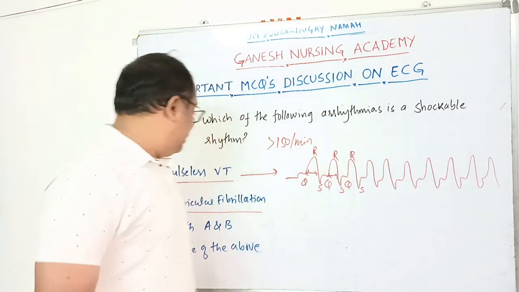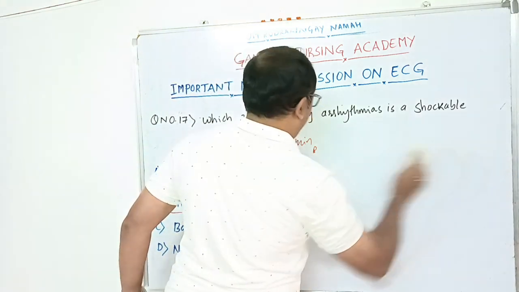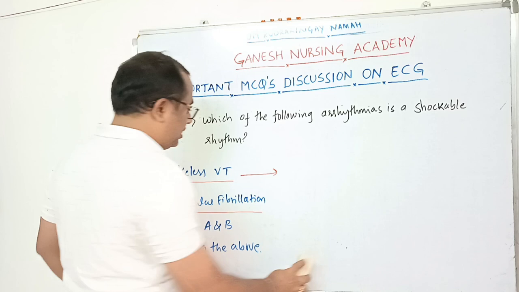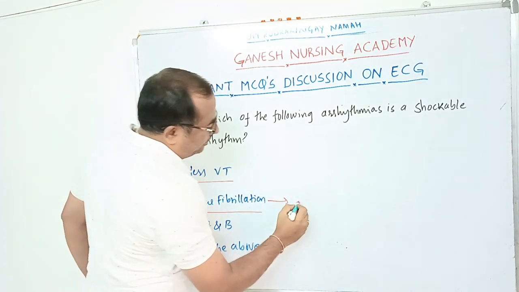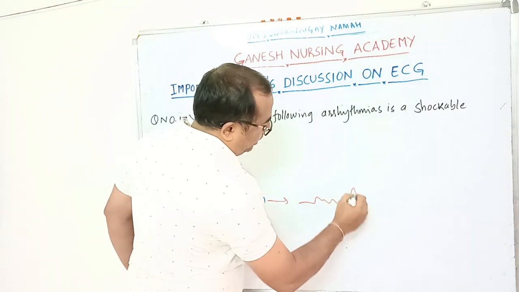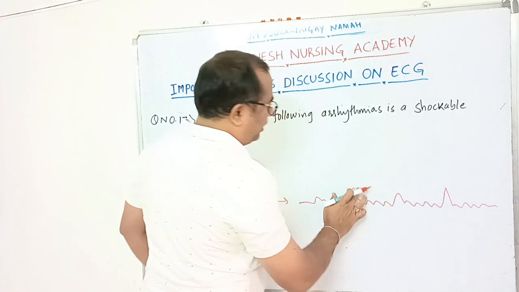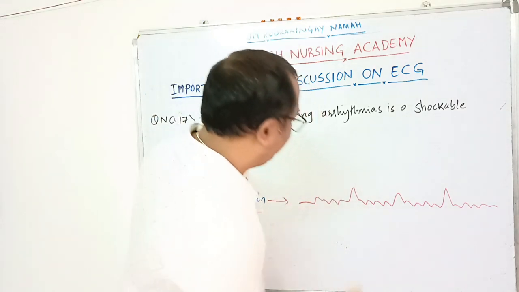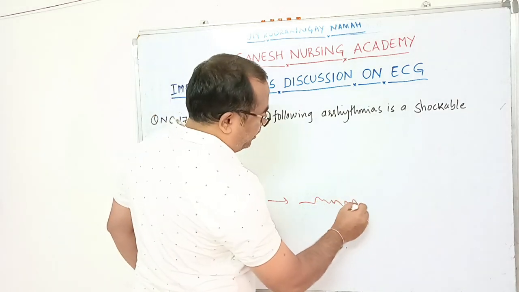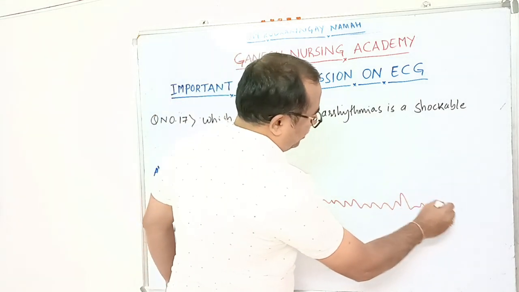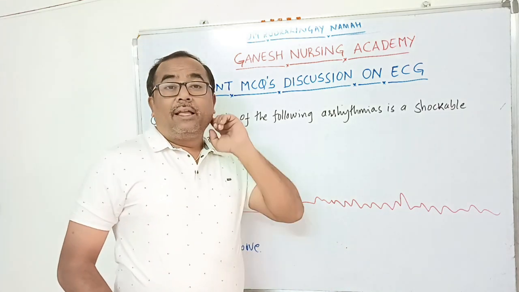Next one is ventricular fibrillation. What is the pattern of ECG in ventricular fibrillation? In case of ventricular fibrillation, I already have told you that there are irregular waves. There is no particular pattern here. You can see there are irregular waves.